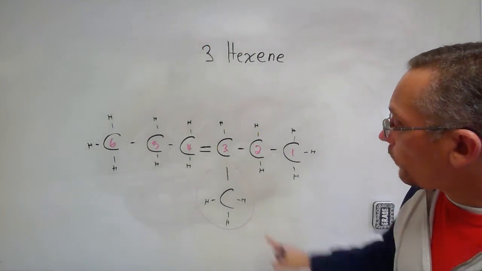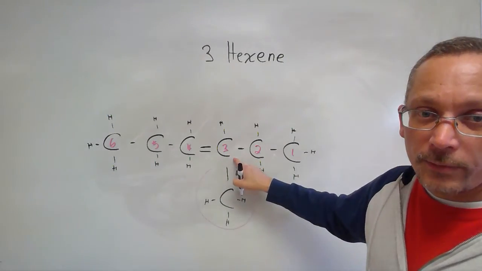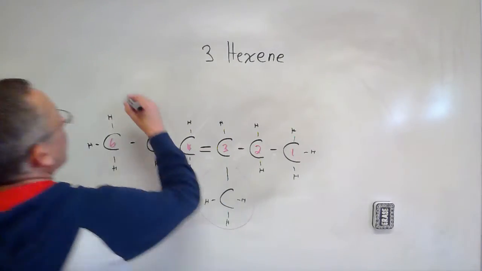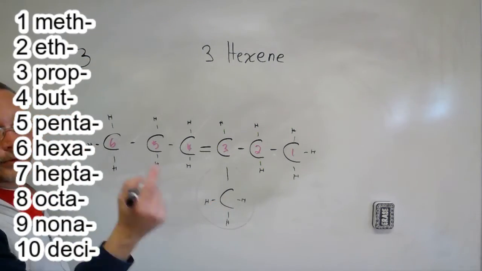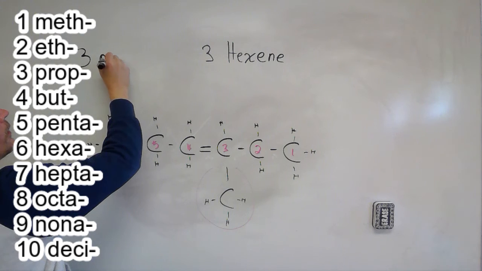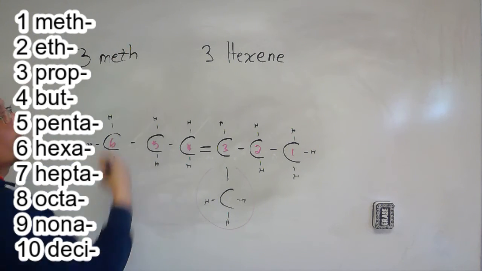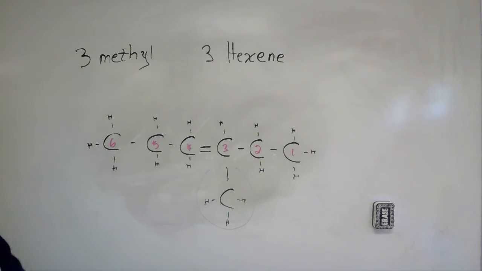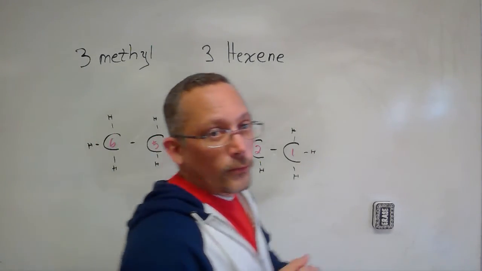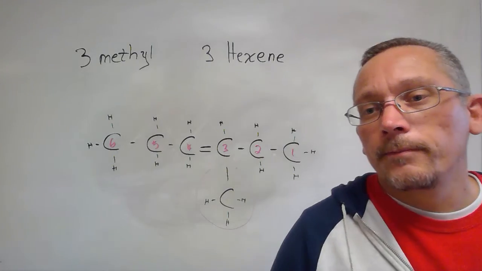hexene. And then my branch comes off of carbon number 3. So I will call that 3. There's 1 carbon in my branch, and the prefix for 1 is meth. And the suffix for a branch is yl. So this would be called 3-methyl 3-hexene.